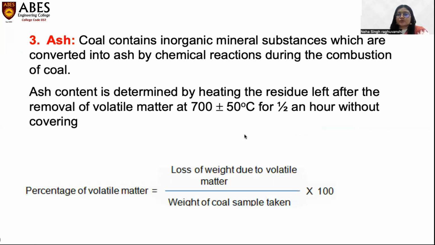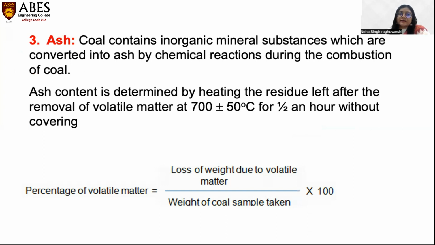Next is ash. Ash is the residue left after burning of the fuel. Whatever does not burn in the fuel is known as ash. As we know, it cannot be used, therefore it is a liability to the fuel. The more ash a fuel gives, the lower its calorific value.